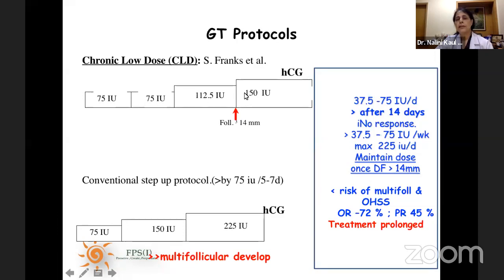And then you can increase every week till you have a breakthrough follicle at 14 mm. Now, it's a very long protocol and mostly everybody gets frustrated with it. So you can do a conventional step up where you start with 75 and increase the dose by 75 every 5 to 7 days. Again, the risk here is of multifollicular development.